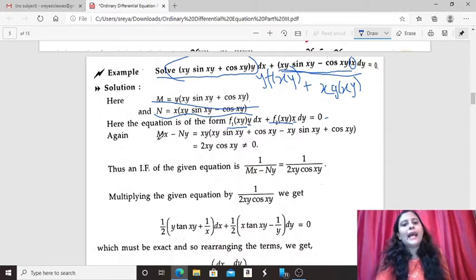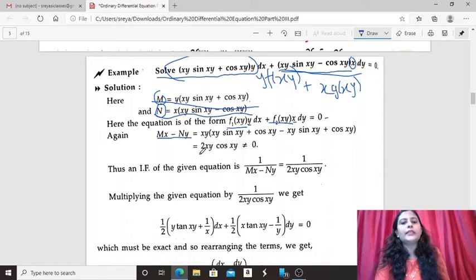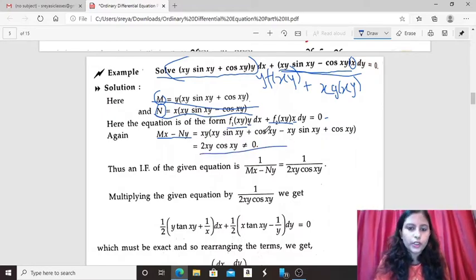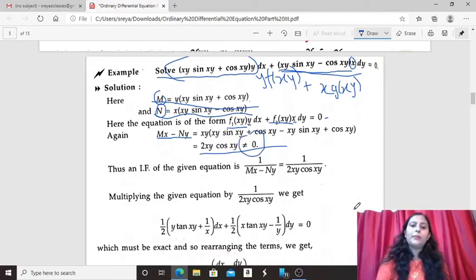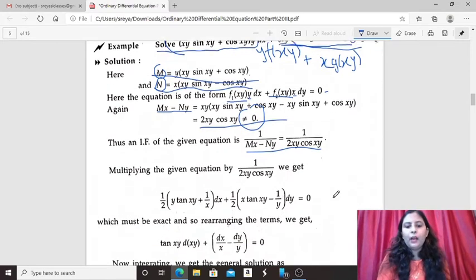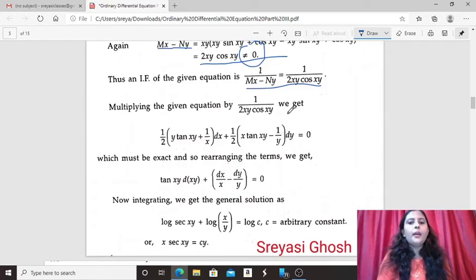Now you can see that Mx minus Ny, if we multiply x with M and y with N and then take the difference of the two, comes out to be 2xy cos xy, which is not equal to 0. Since it is not equal to 0, we can consider 1 divided by Mx minus Ny as an integrating factor, and so we have considered this. As this is the integrating factor, we can definitely multiply it with the equation.